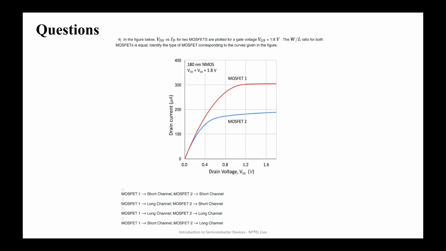Next, in the figure below, VDS versus ID for two MOSFETs are plotted for a gate voltage VGS equals 1.8 volts. The W by L ratio for both MOSFETs are equal. Identify the type of MOSFET corresponding to the curve given in the figure. MOSFET 1 is short channel, MOSFET 2 is short channel; MOSFET 1 is long channel, MOSFET 2 is short channel; MOSFET 1 is long channel, MOSFET 2 is long channel; MOSFET 1 is short channel, MOSFET 2 is long channel.